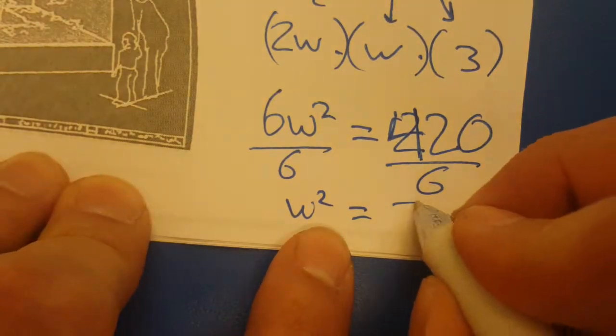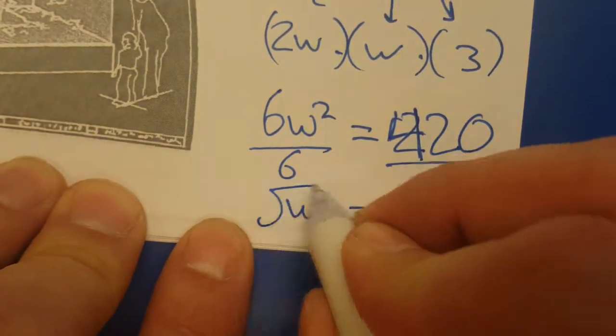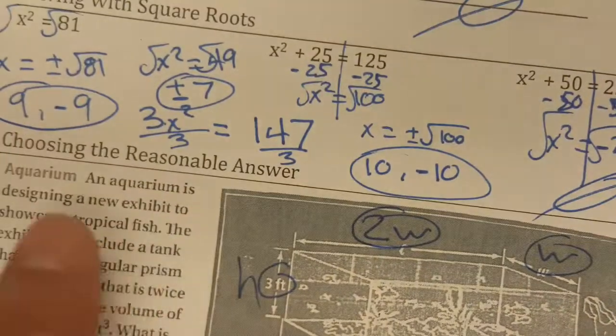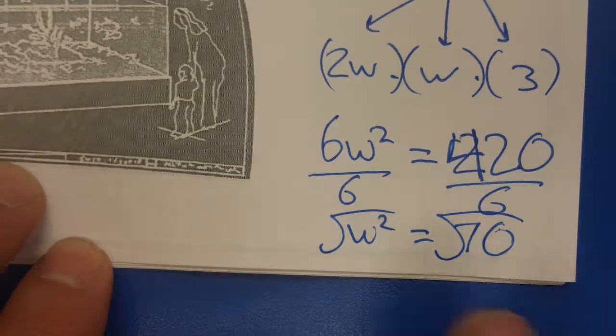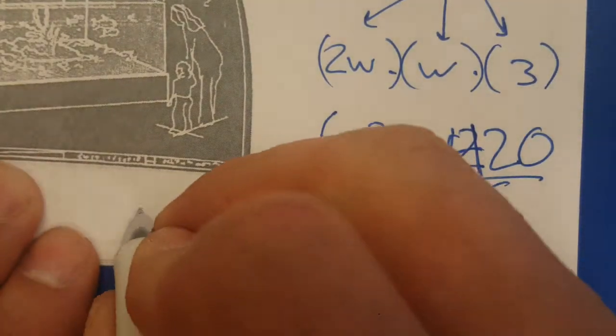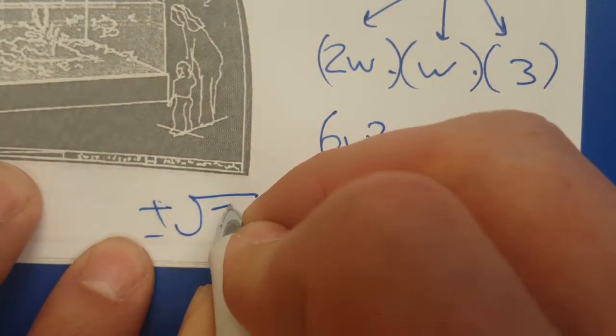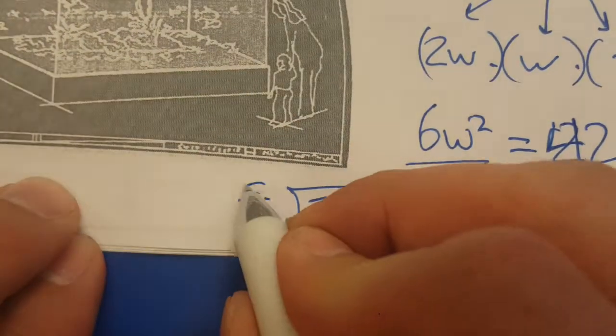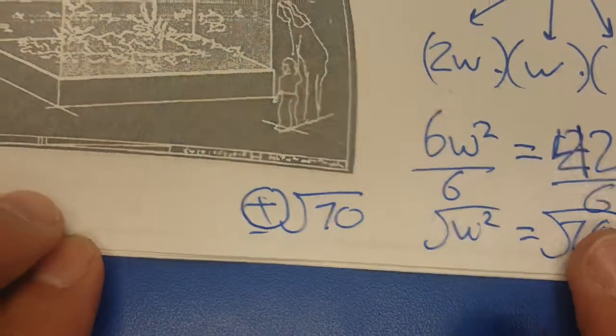Okay, now, when you solve these, you square root, okay? But if you look at the section, it says choosing reasonable answers. So like I said before, when you square root this, you're going to have a plus and minus square root of 70. Well, can you really have a negative distance? No. So only the positive square root will make sense.